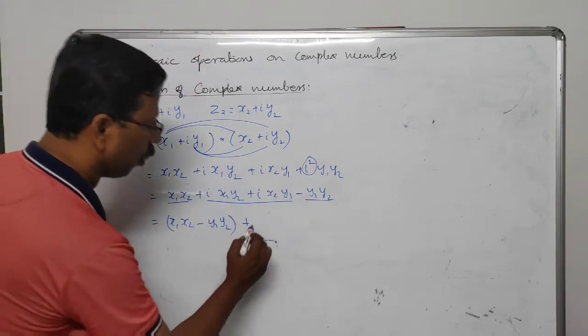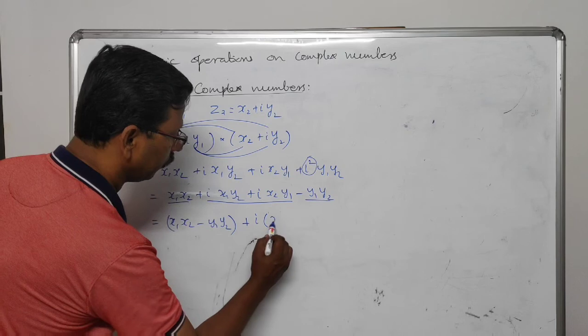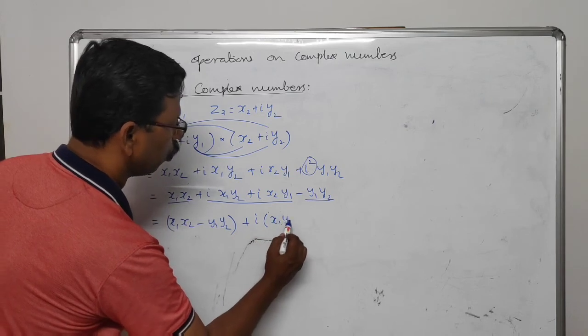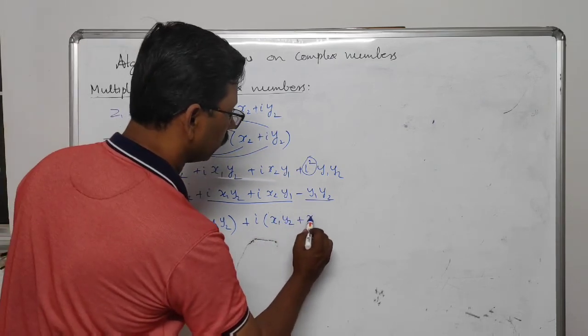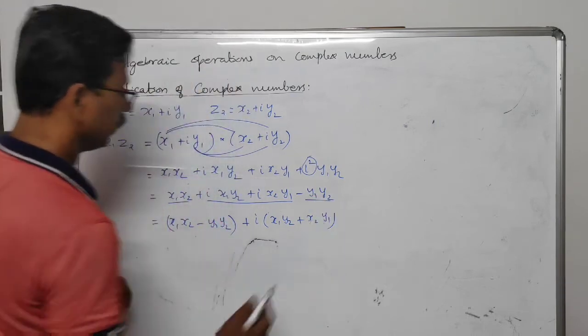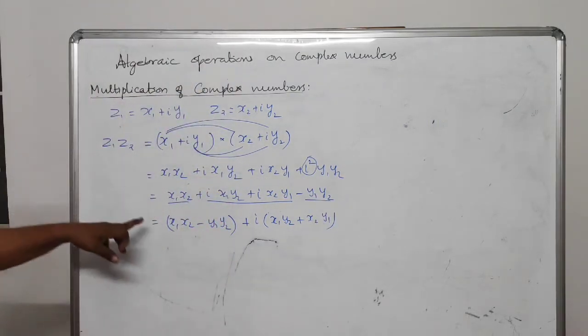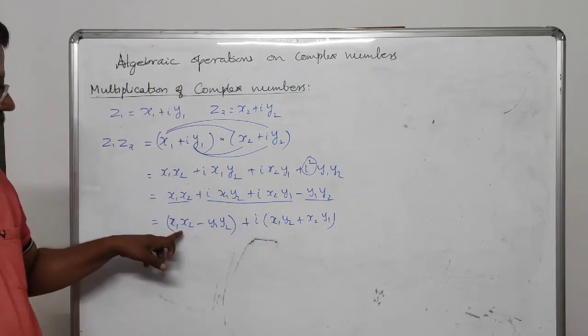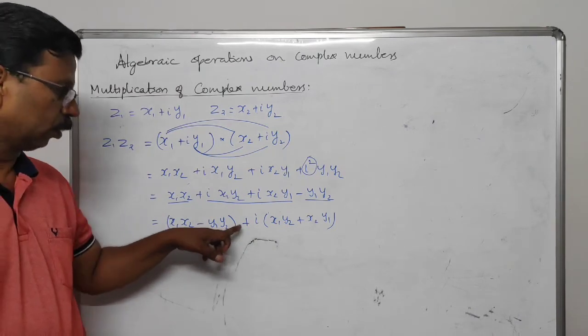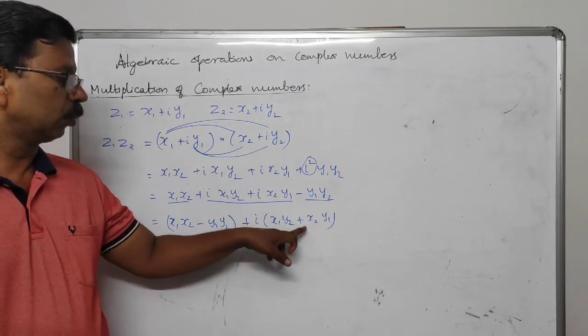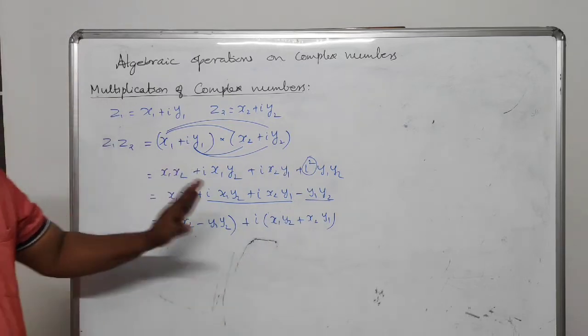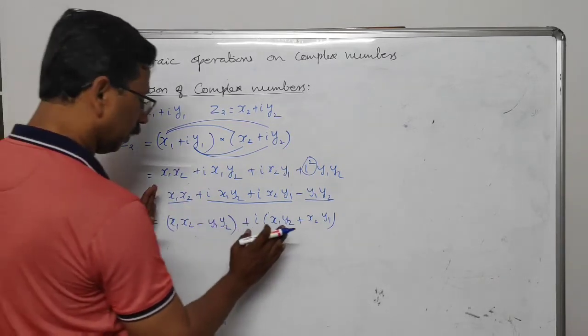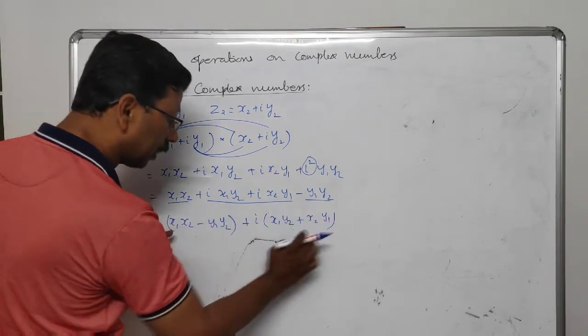Here we can take i commonly outside, then you will be getting x1 y2 plus x2 y1. Likewise we can write, now this is the product of two complex numbers: x1 x2 minus y1 y2 plus i into x1 y2 plus x2 y1.